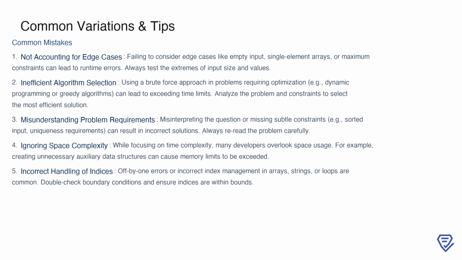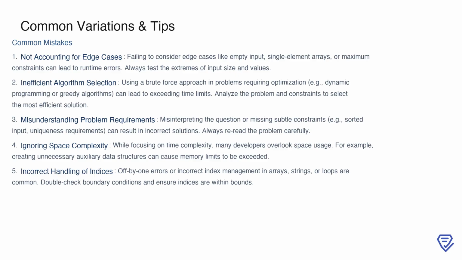Misunderstanding the problem requirements is another pitfall. Subtle constraints, like sorted input or uniqueness requirements, might be easy to miss, so it's crucial to reread the problem closely to fully grasp what's being asked. Additionally, while developers often focus on time complexity, ignoring space complexity can be just as problematic. Overusing auxiliary data structures can cause memory limits to be exceeded. Finally, incorrect handling of indices is a very common source of errors. Off-by-one mistakes or failing to check boundary conditions can derail your solution, so always double-check your index management to ensure it's correct.